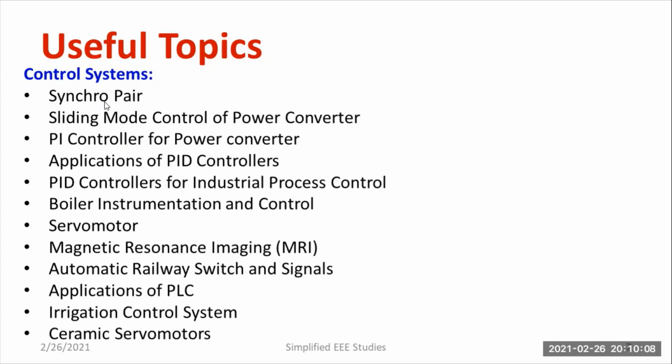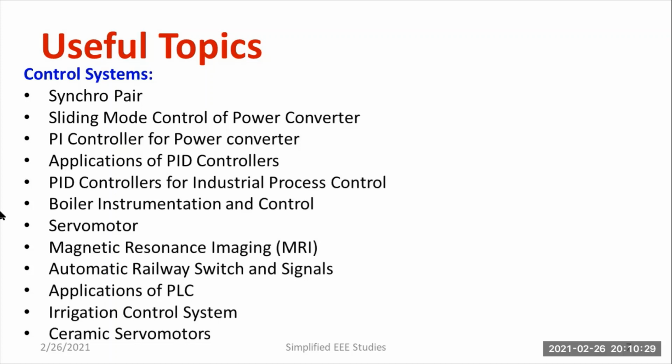Then control system. There are many varieties of topics in control system. Then synchro pair. I have prepared a video on synchro pair characteristics. Please do visit. You will be getting a good idea. And sliding mode control of any type of power converter, say buck converter or boost converter, you can make out. It becomes a project also. For MS or M.Tech project, this is sufficient.